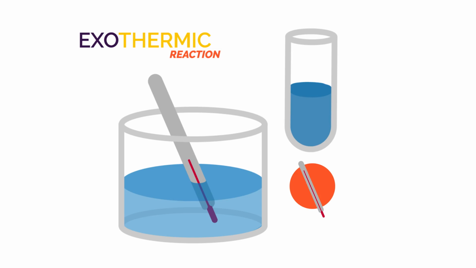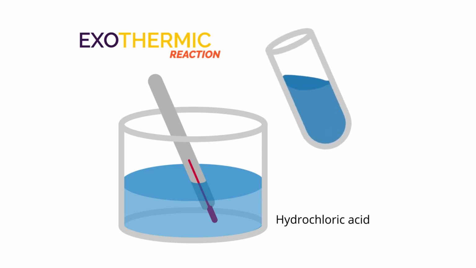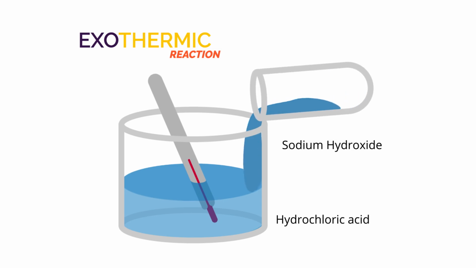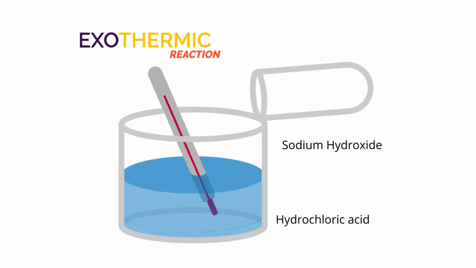increases. Watch the hydrochloric acid and sodium hydroxide solution being mixed and see how the thermometer increases. Most chemical reactions are exothermic because heat is given out. Physical processes can also be endothermic or exothermic.